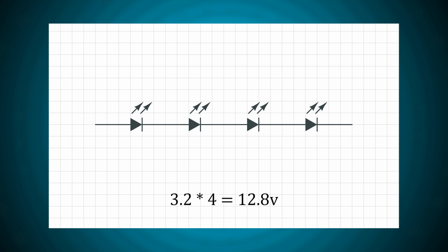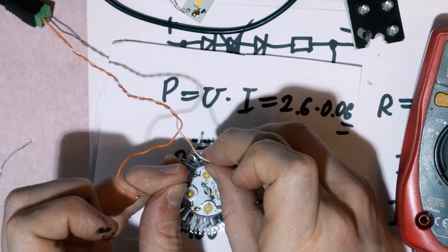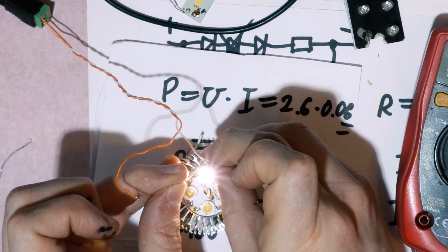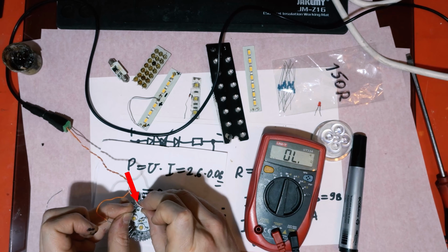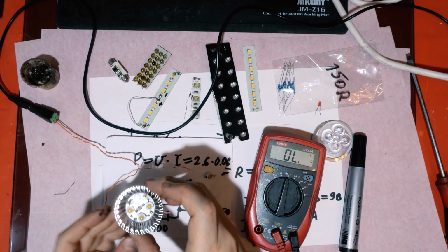If they are 3.2 volts diodes, the 12-volt power supply will not be able to forward bias them. Let us use the power supply with a resistor connected in series to find the faulty diode. I use the same 150 ohms resistor. There, here's the dead LED. And that's what we're going to do.